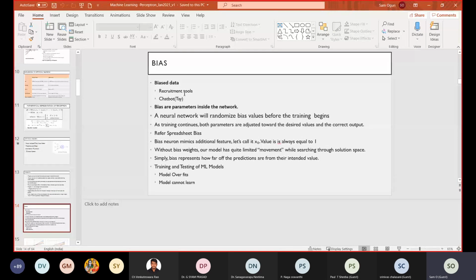So the two examples that I've quoted, the recruitment tool used by Amazon and the chatbot used by Microsoft, they both became biased. The reason it became biased was it was given training data which was biased and which was offensive. So as a result, the model became biased. But in machine learning, bias is very, very important.